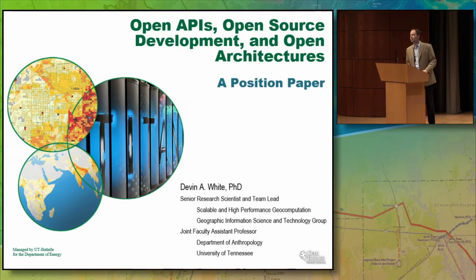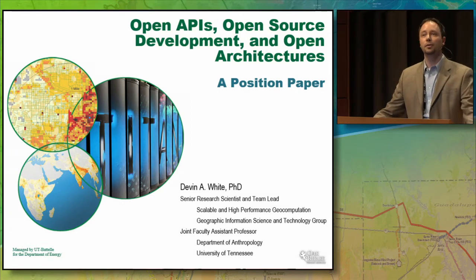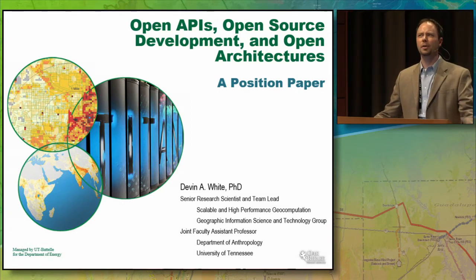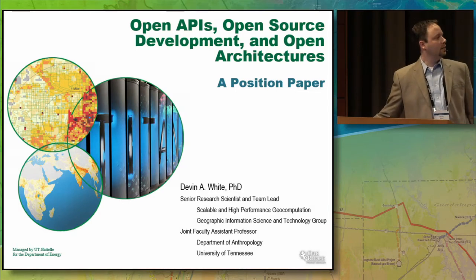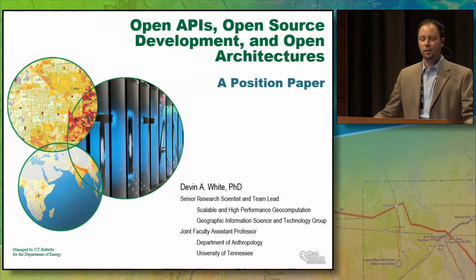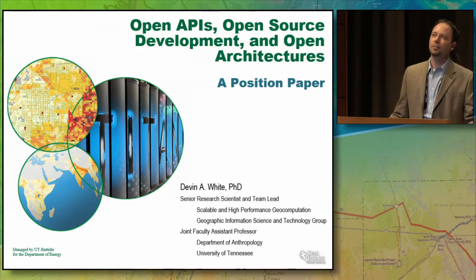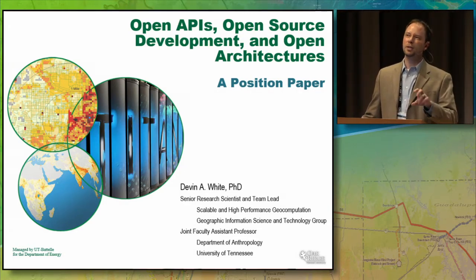Good afternoon. I'm Devin White. I'm the team lead for scalable and high-performance geocomputation at Oak Ridge National Laboratory in the Geographic Information Science and Technology group. Try putting that on a business card, by the way. Not easy. And the second title you see there actually is not a typo. I am a fully licensed, so to speak, practicing anthropologist. So I live at that intersection between humanities, social science, and CyberGIS, in that bridge space.